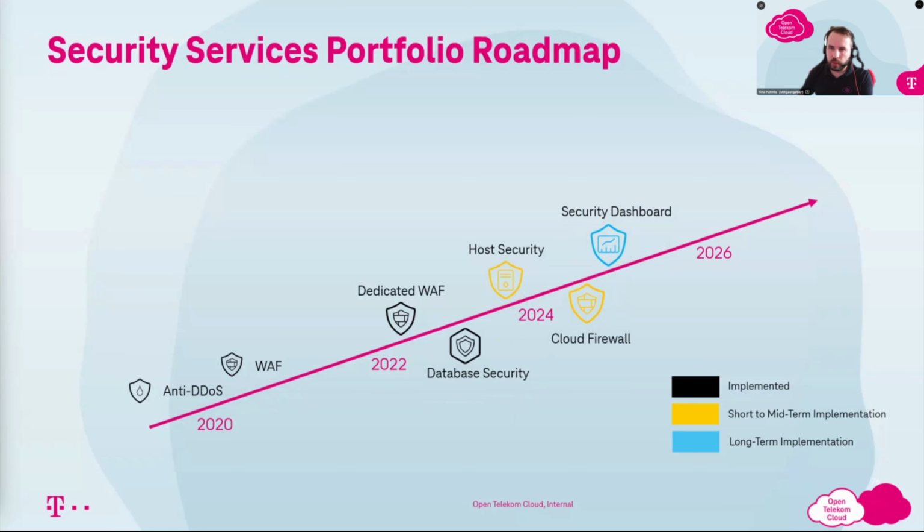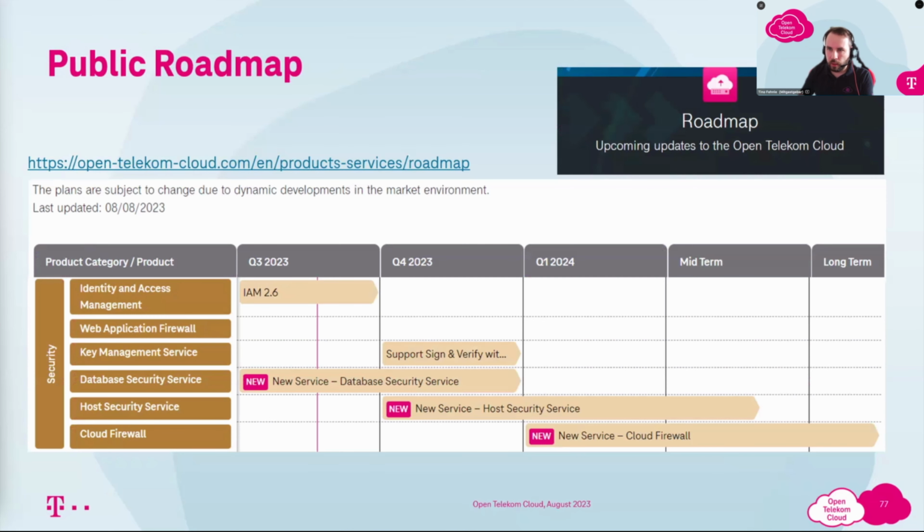What you can do to stay up to date is to go to our public roadmap. This is published on our homepage. This is just an extract of our security services roadmap. It will be updated every quarter. This one is the status from August this year, so about 3 weeks ago, where we planned the Database Security Service to take a bit longer to be released. Fortunately, we were quicker and released it just last week.